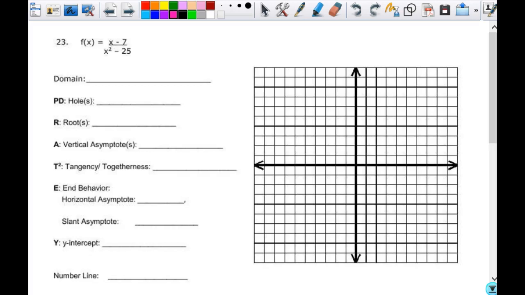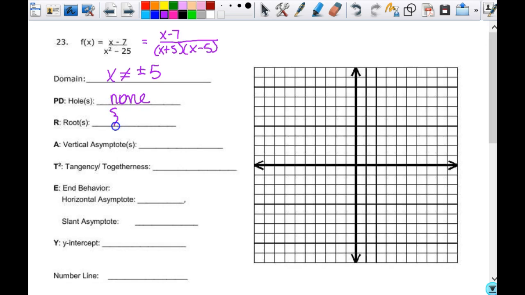Here's part 3. Here's my function. I'm going to start by factoring. So (x − 7) over (x + 5)(x − 5). So I get that my domain is all real numbers except that x cannot equal plus or minus 5. I do not have a common factor in the numerator and denominator, so I do not have any holes.